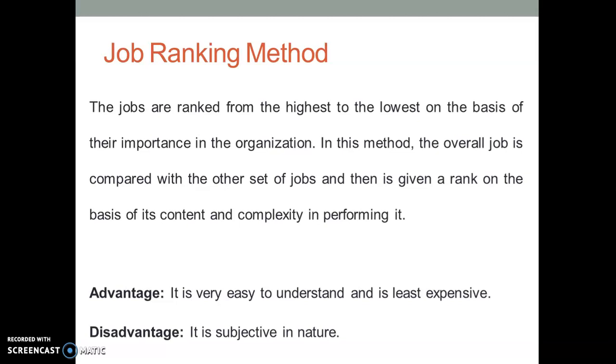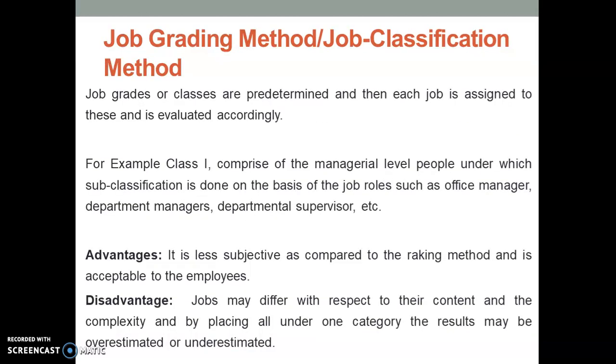The advantage of it is that it has no other comprehensive dimensions to evaluate or to cover. So it is very easy to calculate, and very easy to implement this particular method when looking at any compensation package to be decided. The other non-analytical method which is available is called job grading, or we can say job classification.